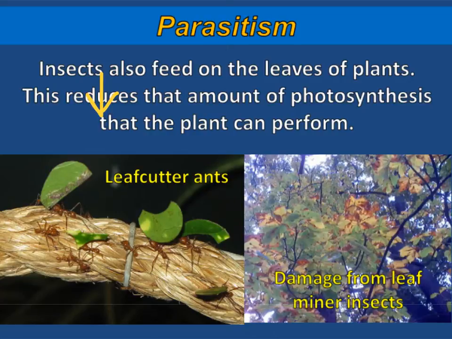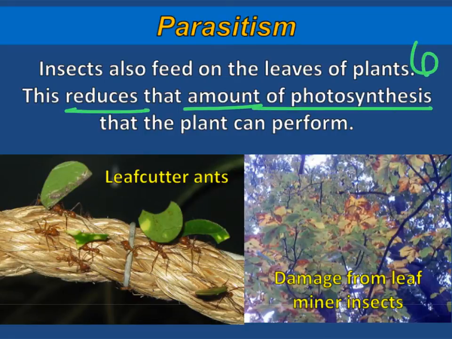So on number 6, how do many insects hurt trees? You're going to write reduce amount of photosynthesis. That is number 6. Reduce amount of photosynthesis. That's number 6.